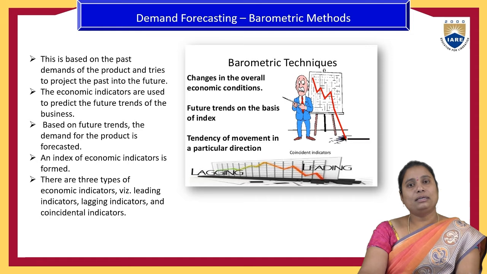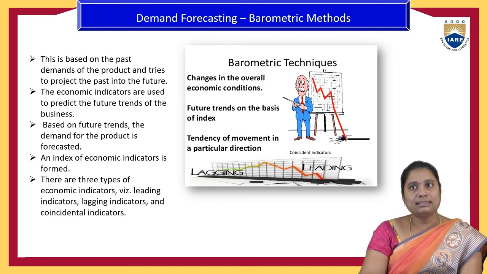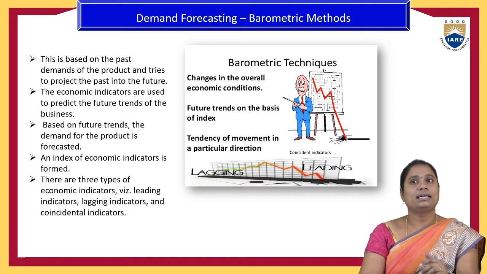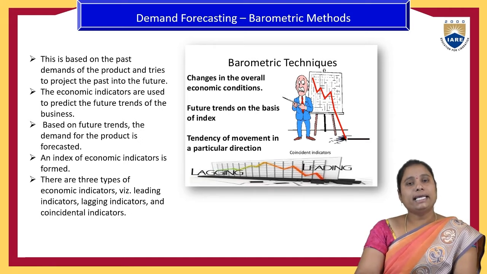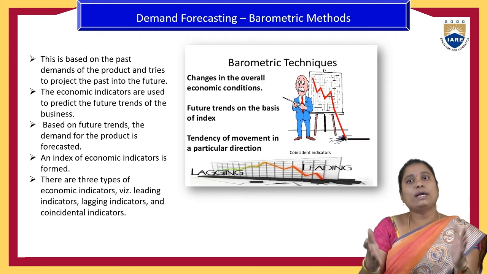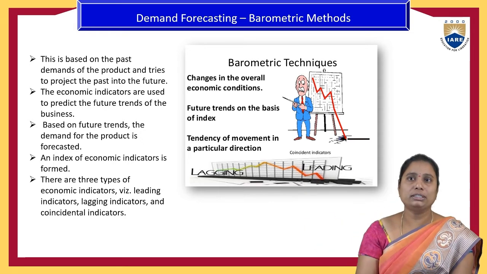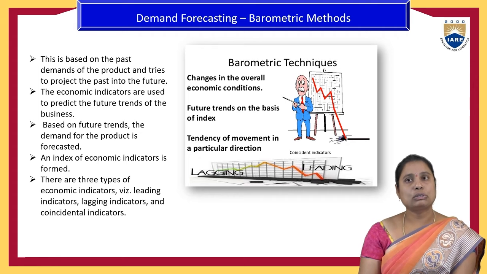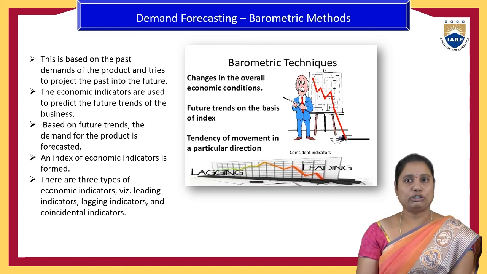The next method of quantitative demand forecasting is the barometric technique. Here, in the barometric technique, they take the entire changes in the overall economic conditions and the applicability of those changes to future trends on the index, and that is called the barometric technique. So barometric is a considerable measurement.